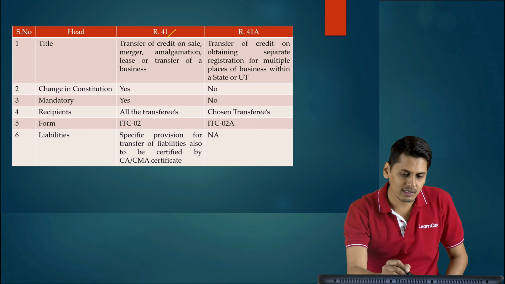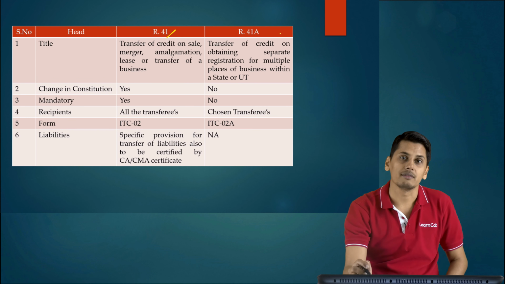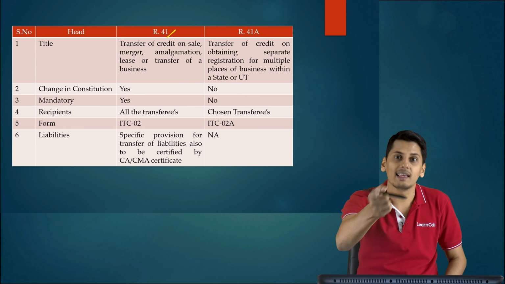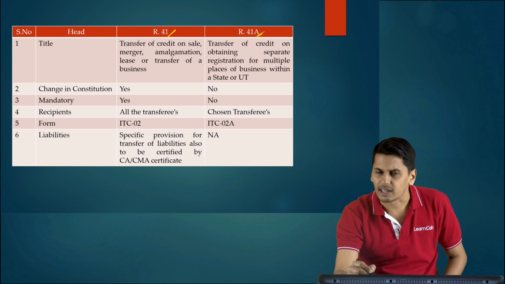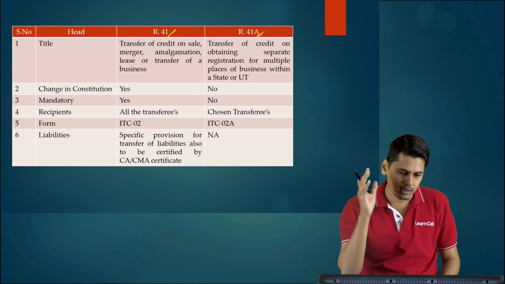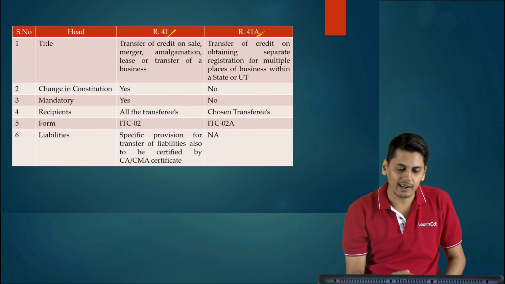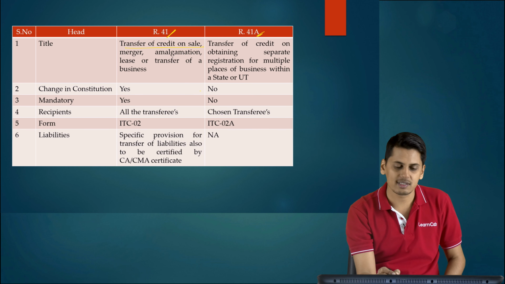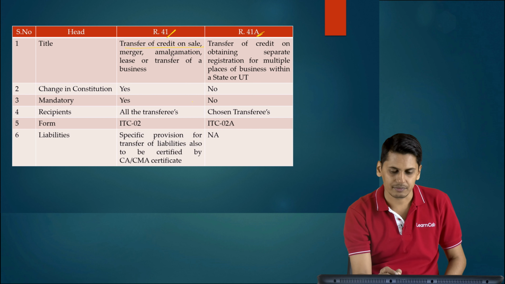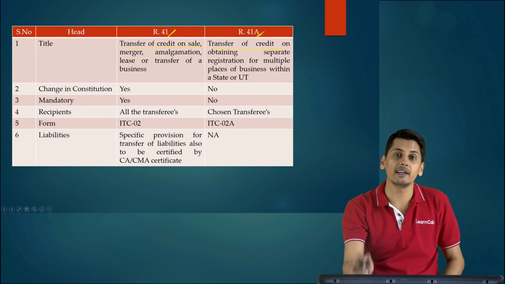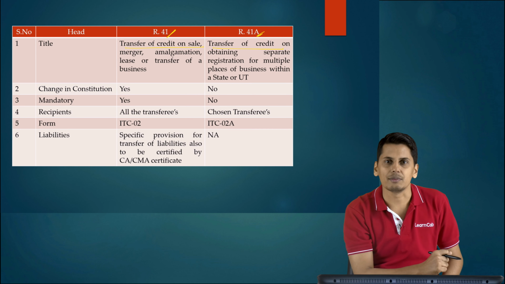So friends, what is the difference between rule 41, which spoke about sale, demerger, etc., at that time when you transfer, and rule 41A? We have already discussed all the differences. It is just summarized over here. The title of rule 41 is transfer of credit on sale, merger, amalgamation, lease or transfer of a business. Here it is transfer of credit on obtaining a separate registration for multiple places of business within the same state.